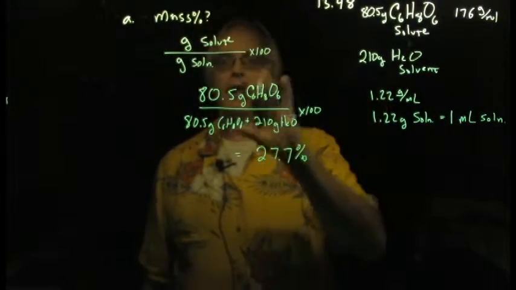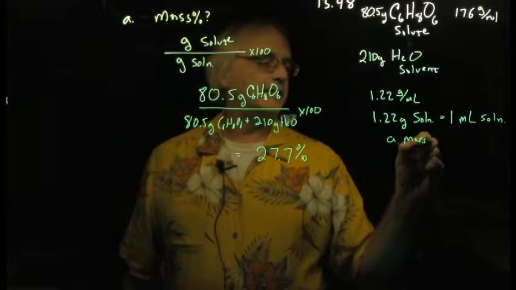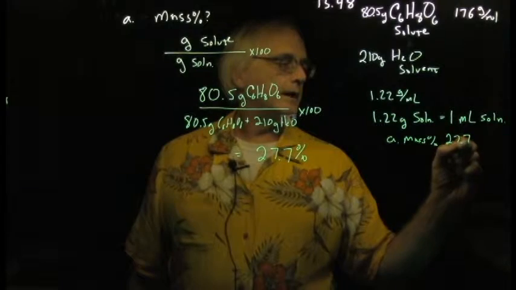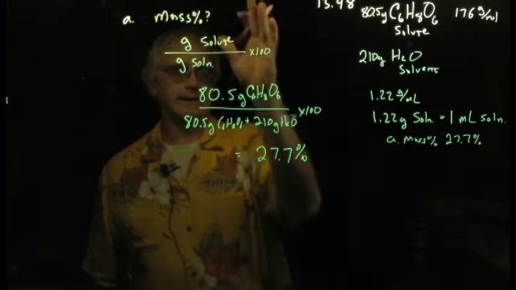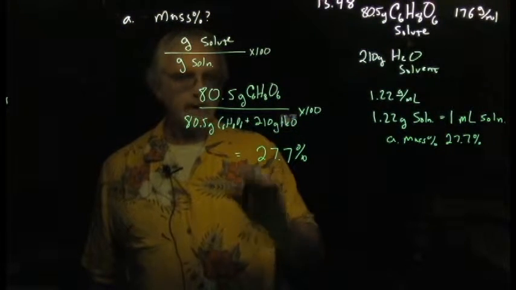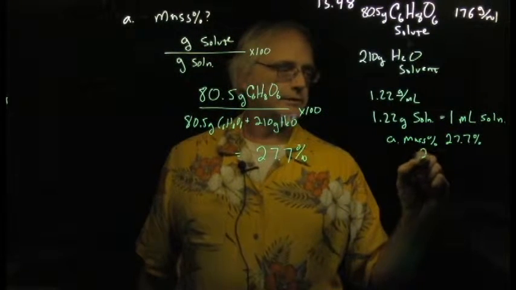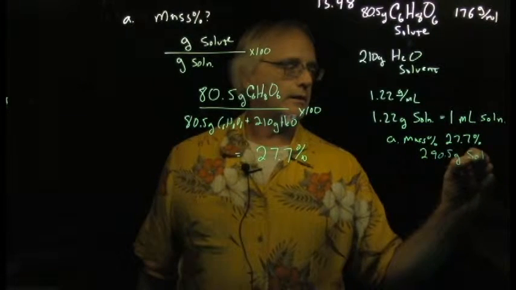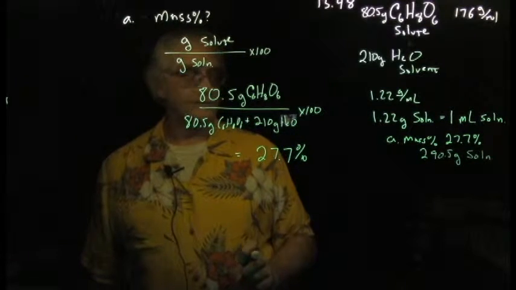I'm going to keep track of these as we go along. Part A, the mass percent of this is the 27.7%. It's also a good idea to keep track of some of the other numbers here. Like, for example, this thing is 290.5 grams solution, okay? And that number is going to be useful at some time or another.